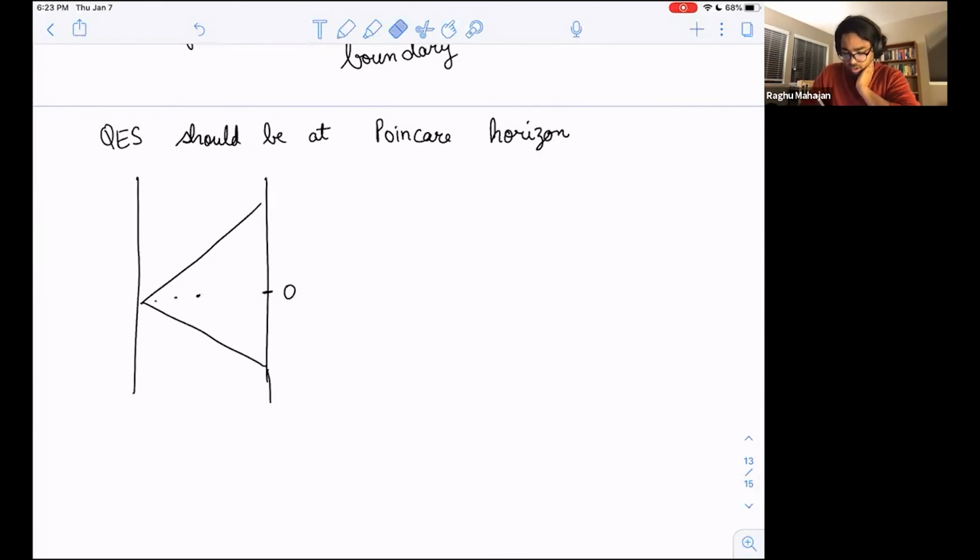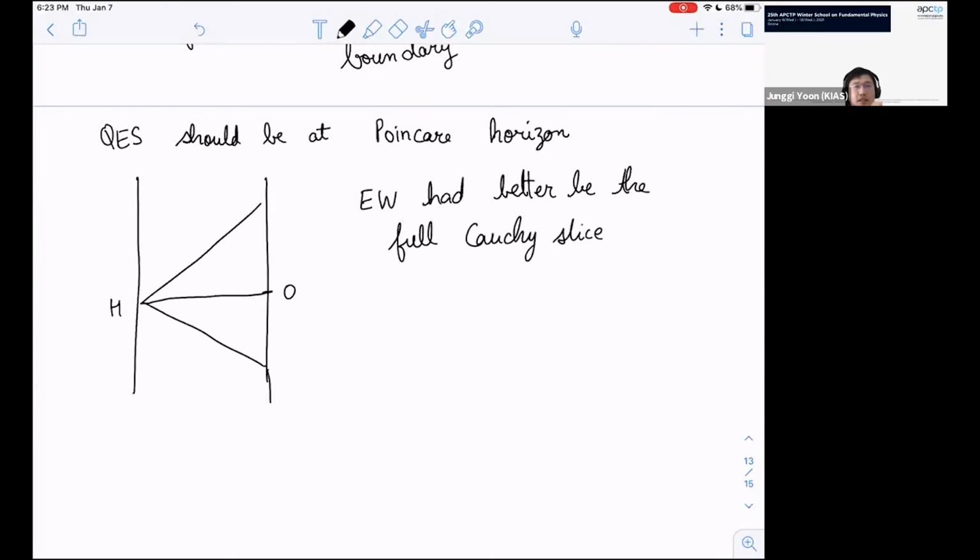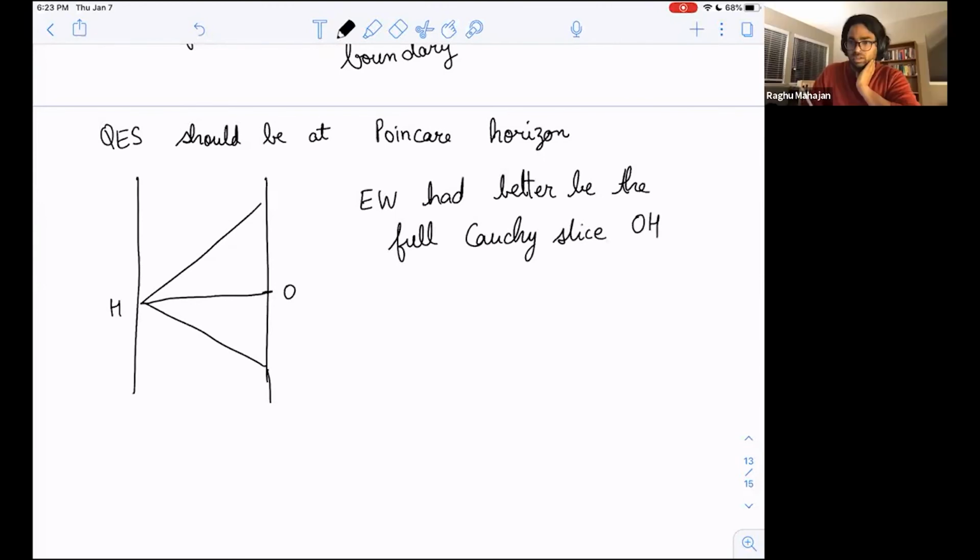But since the full boundary is dual to the full bulk, it had better be that the entanglement wedge is the full Cauchy slice. Here, the boundary is just a point, exactly. It's just a point, and we can't make any further subdivision of a point. So that's why the entanglement wedge of the boundary should be the entire AdS2.